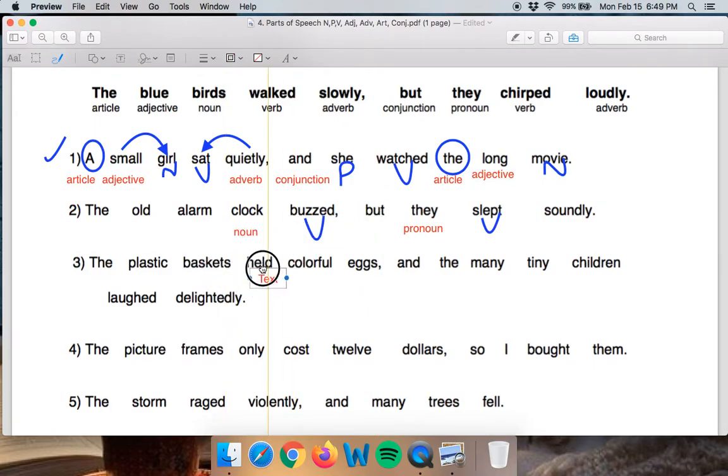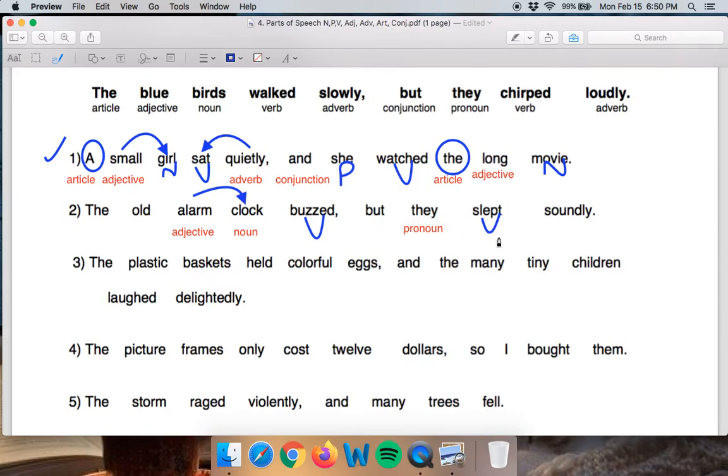So is there a word here that describes the clock? Yes, we saw this. This is an adjective because it's describing the clock, right? What kind of clock? An alarm clock. Now let's look for adverbs. Anything that tells us about the verbs. How did the clock buzz? Loudly? Quietly? Suddenly? No, no word telling us how it buzzed.